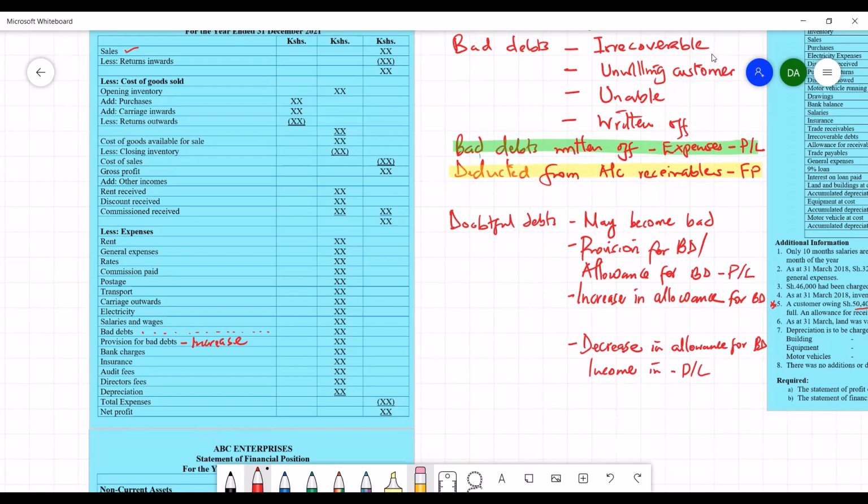Therefore, when we are looking at doubtful debts, we are looking at an allowance which is created for debts which may become bad in future. That allowance is an expense in the statement of profit or loss if it increases during the year, and an income if it decreases during the year. Therefore, a decrease in allowance for doubtful debts should be reported under other incomes.